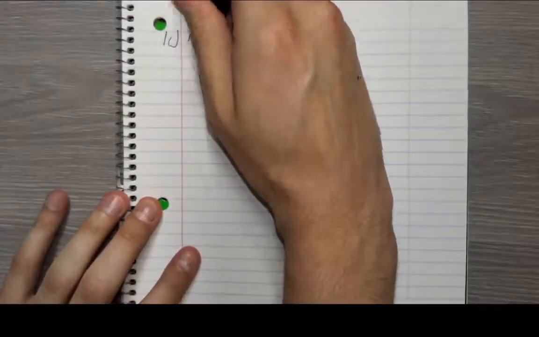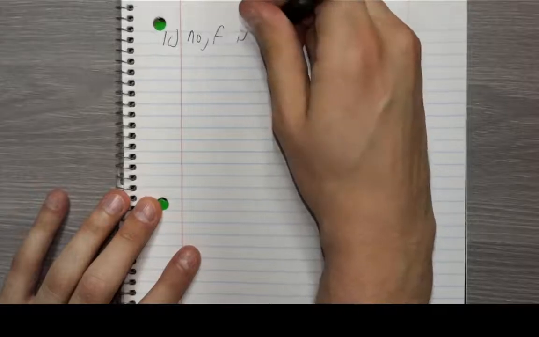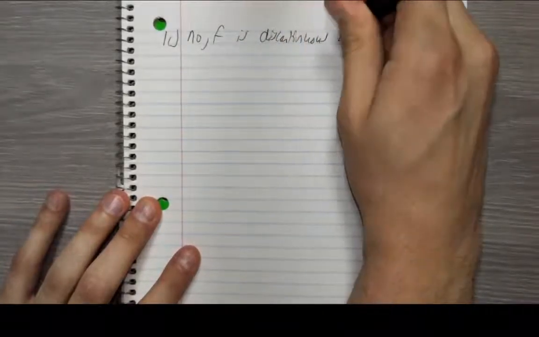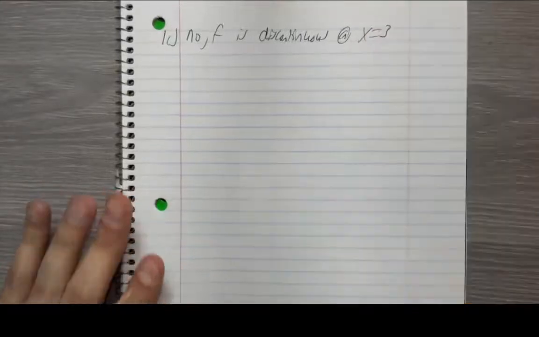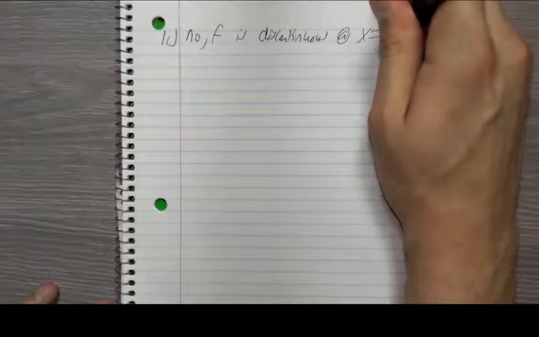All right, so really this one, not too much work. I guess if you wanted to, the exact definition. So now you have your answer, right? So we know the answer is no. f is discontinuous at x equals, or sorry, x equals -3.